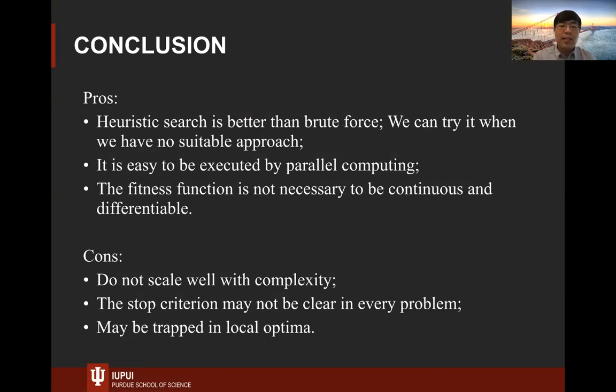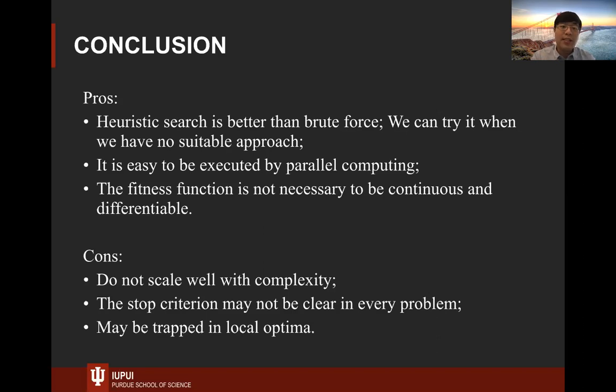In the previous section, we used 2 simple examples to help people better understand this algorithm. In brief, this algorithm is a heuristic search algorithm. It is better than the brute force method. We can try it when we have no suitable approach. For example, if we have no better method to solve this problem, and we don't want to use the brute force method, we can try this genetic algorithm.